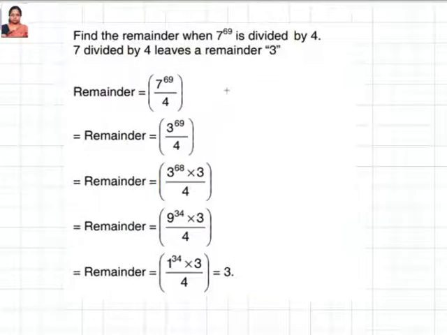Let me also tell you how to do this another way. I'm going to show another way of doing this problem, that is 7 power 69. When you divide this by 4, first for the base you take the remainder, like whatever you have done here, the same thing, so it becomes 3 power 69 by 4.